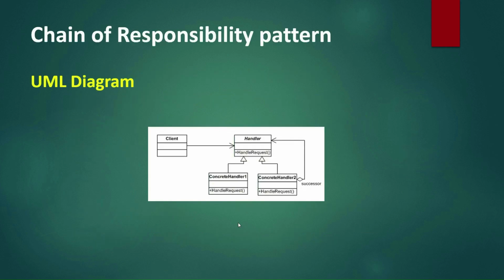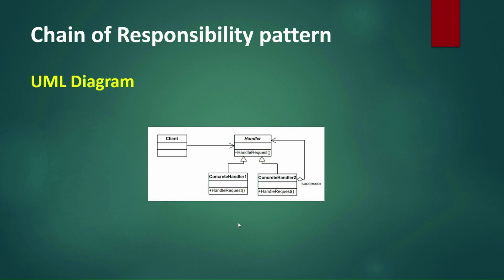Now here is the UML diagram. You can see it. So the client sends a request to the handler, and then here is the concrete handler too. And we can see the successor, right? Successor means we can set the successor of one object to another object. So if any request is coming and the first object is trying to handle it, and that first object is not able to handle that request, then it will pass it to the successor object.